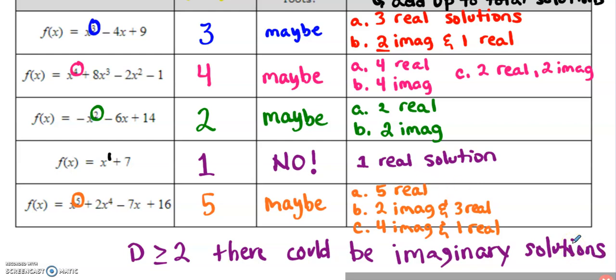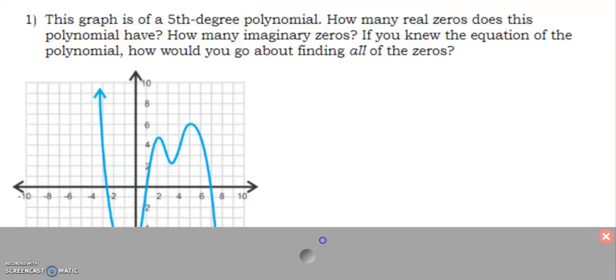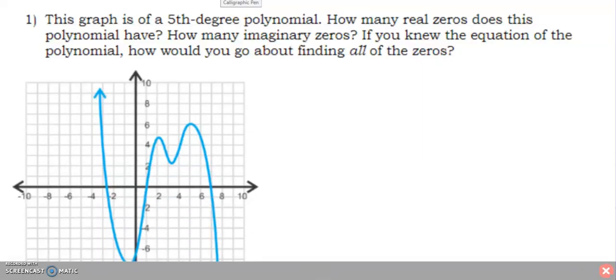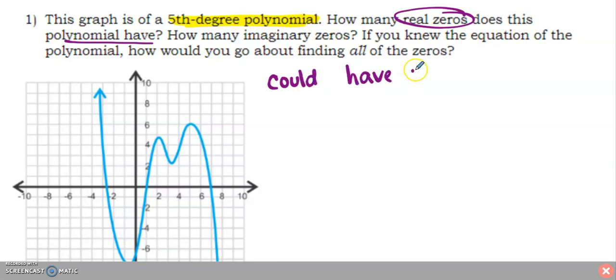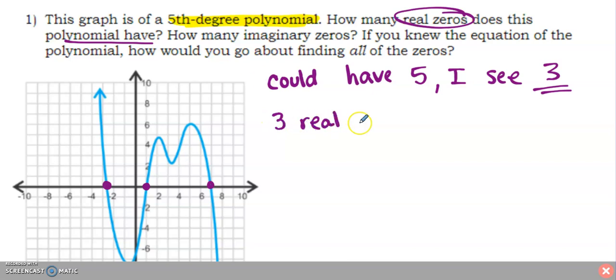All right. So we're going to run through these last few problems pretty quickly. One of them's a graph. So this graph that you've got here is of a 5th degree polynomial. So that means it could have 5 x-intercepts. So how many real zeros does this polynomial have? Well, it could have 5. But how many do I see? I see in my picture 1, 2, 3. So that means in actuality, there are 3 real zeros.